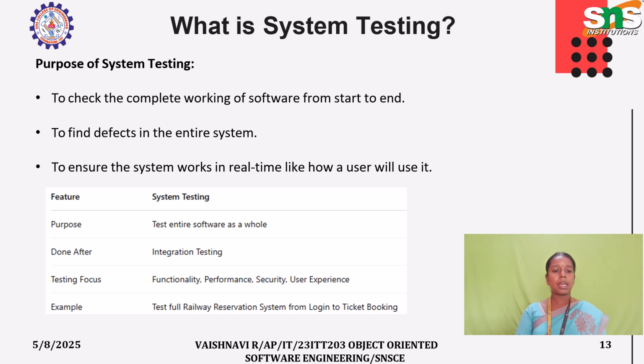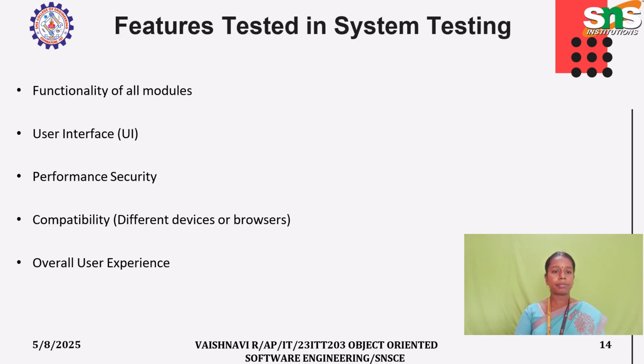Here we have some features of the system testing. First one is the purpose. The purpose of the system testing is to test the entire software as a whole, and it is done after the integration testing, and the testing focuses on the functionality, performance, security, and the user experience. And then example, here we have the railway reservation system, from login to the ticket booking. And then the features tested in system testing: first one will be the functionality of all the modules, second the user interfaces, third performance and security, fourth compatibility, and fifth the overall user experience.